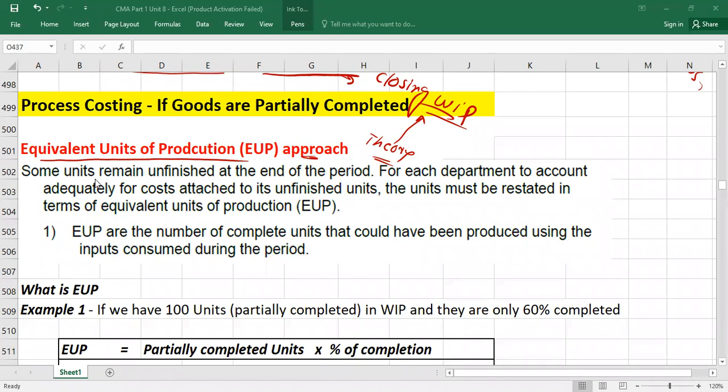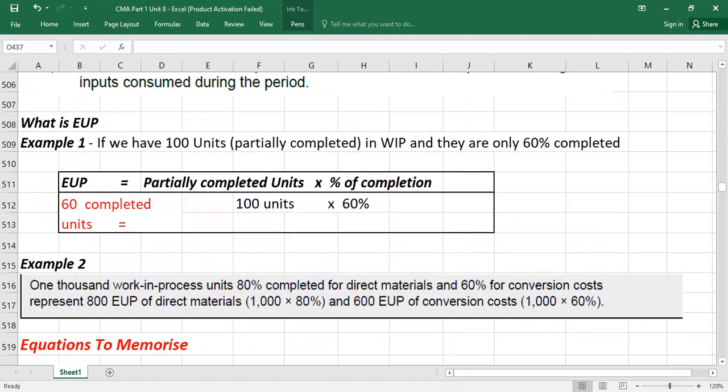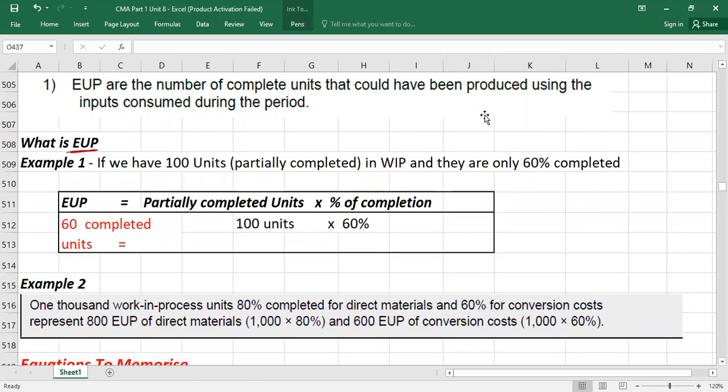So I was telling you guys, we are going to use this theory, which is called the equivalent units of production theory. And this theory we will use to calculate the cost of what? Closing work in process. How is this theory going to work? Let me start now. Please focus with me. First of all, we have the concept which is called equivalent units of production. I'll share this sheet in the group. You can download it from there. Just focus on what I'm doing.